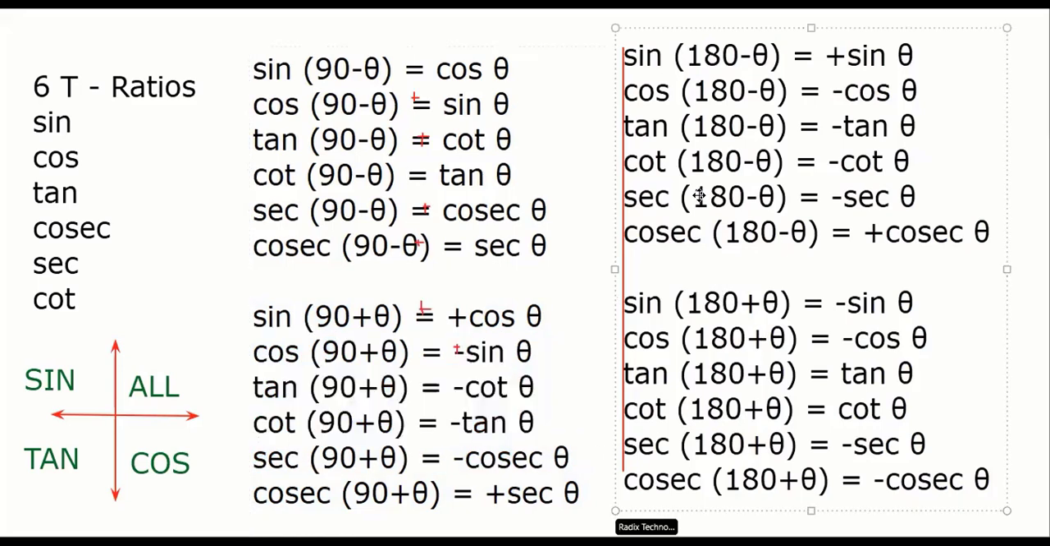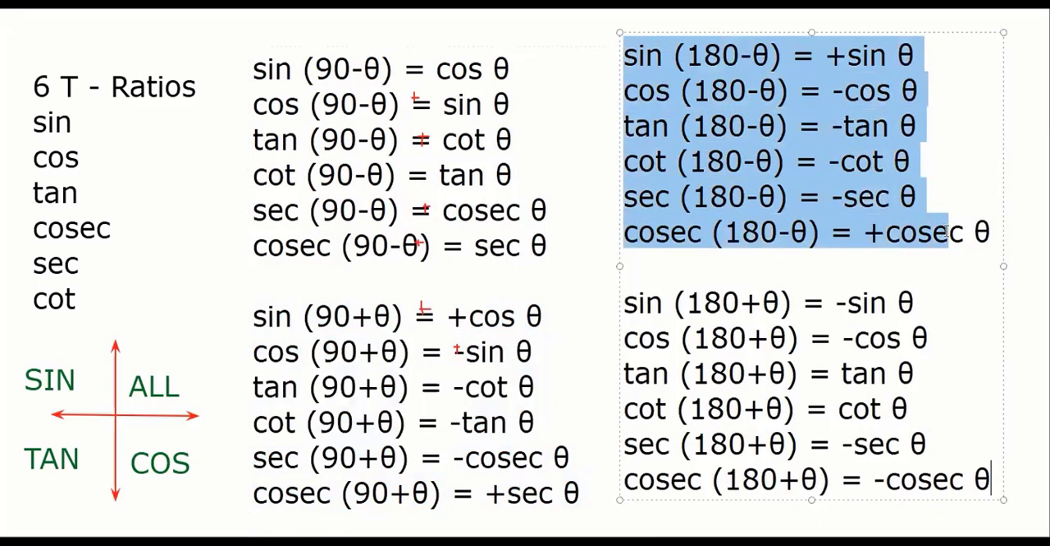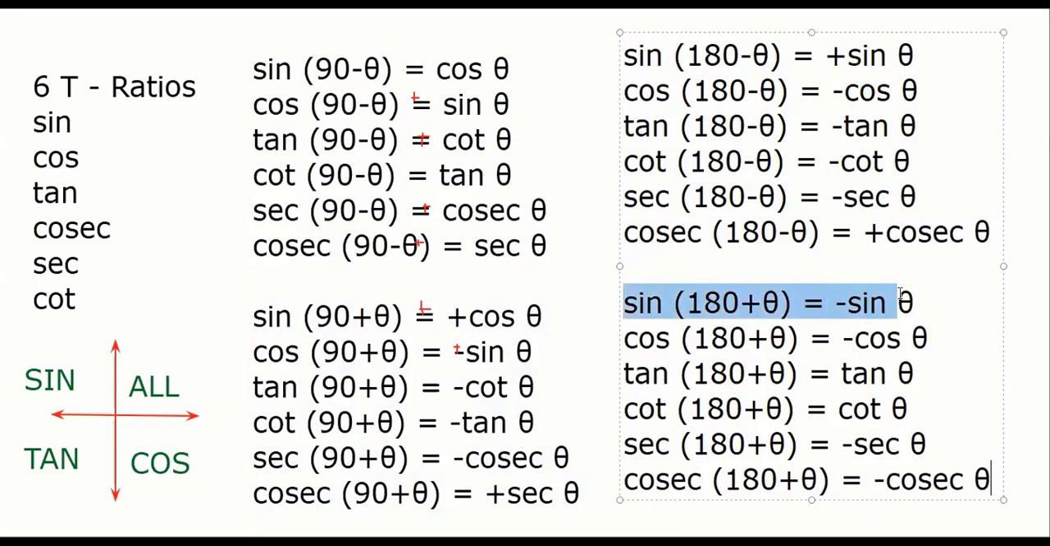Come to the next one, 180 minus theta. 180 minus 30 is 150, in the second quadrant. Only sine is positive, so sine and cosec remain positive. All others are negative. Correct? Last, 180 plus theta means 210, the third quadrant. In the third quadrant only tan is positive, so only tan and cot are positive. All others are negative. Now ask me doubts, because we are going to solve questions. Understood what I said? This is what the trig ratios mean.